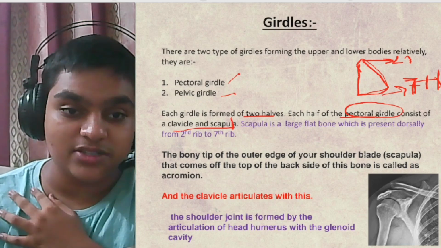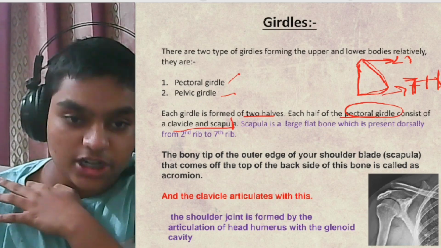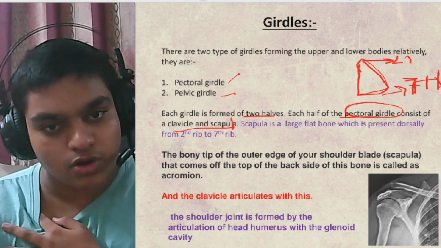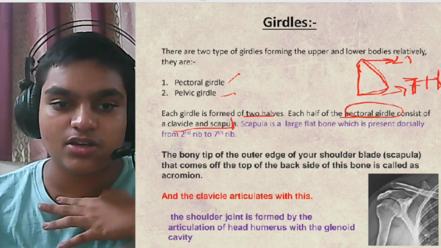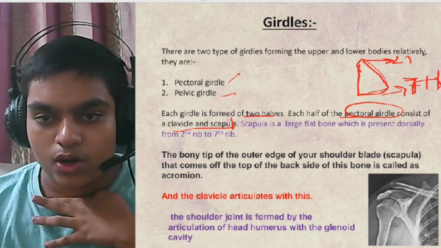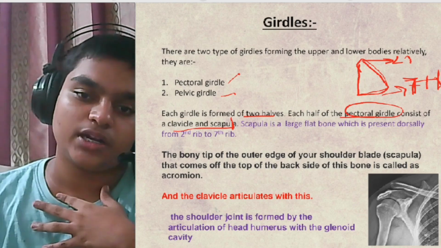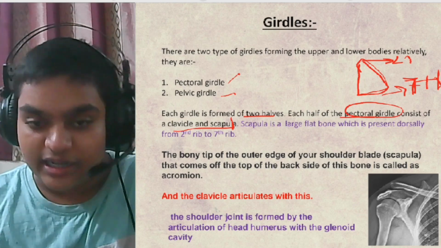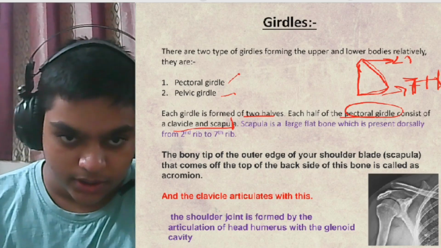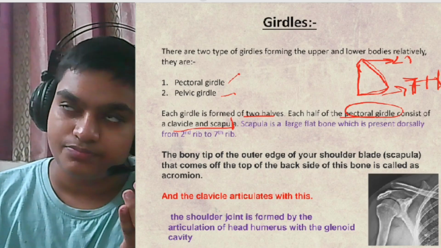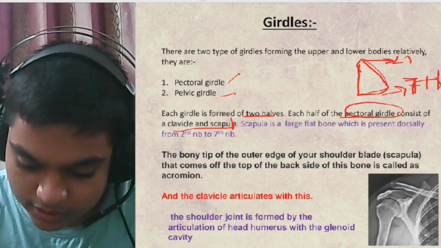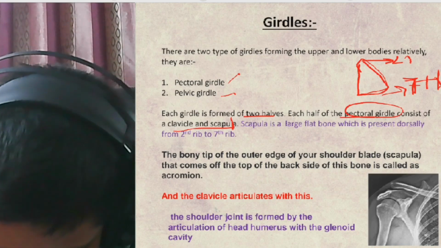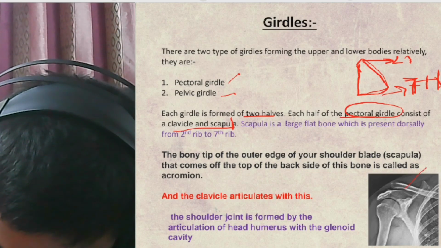This clavicle is also called collarbone. Yeah, shirt collar is here, so that is why it is called collarbone. Remember like this. This is your clavicle. It is a long bone, not the longest all over the body, but it is a long bone generally called the collarbone. Yeah. In the diagram, come to the diagram now. This is your clavicle.